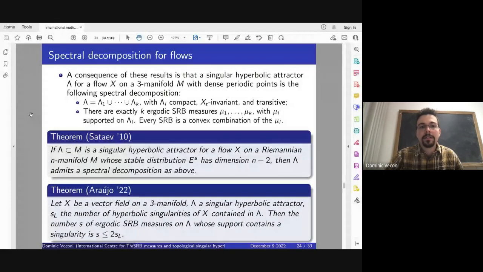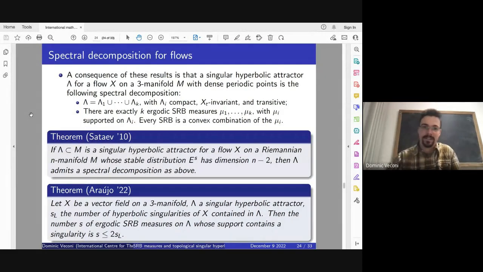And one consequence of these results is that if you have a singular hyperbolic attractor for a flow on a 3-manifold with dense periodic orbits, then you have the following spectral decomposition. In other words, the attractor is a disjoint union of flow-invariant transitive compact sets lambda 1 through lambda k. And there are k ergodic SRB measures that are each supported on one of those lambda i's. And every other SRB measure is a convex combination of those mu i's.